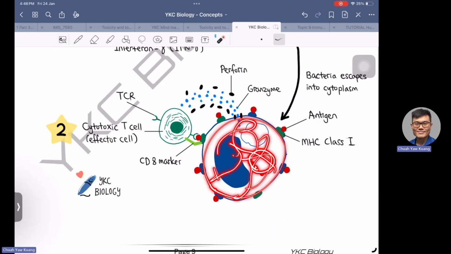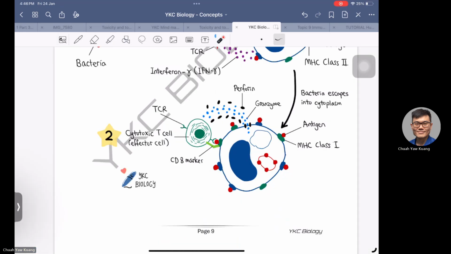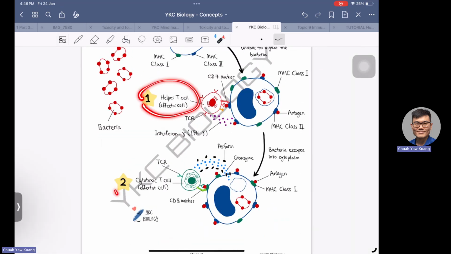The whole cell will undergo apoptosis, and the remnants of this phagocyte and the intracellular bacteria will later on be engulfed by other macrophages or other phagocytes. So with that, the helper T cell and the cytotoxic T cell will eliminate those intracellular bacteria.